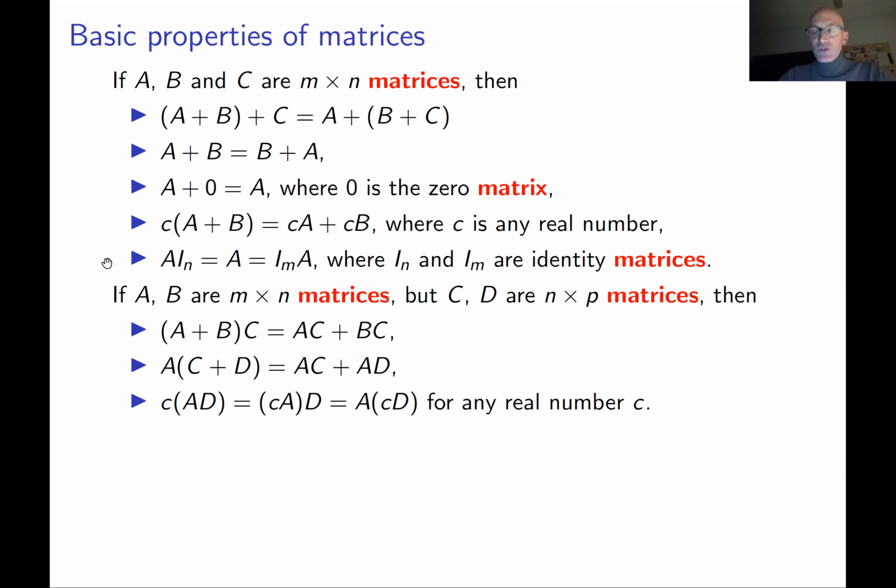Okay, of course, we can write a similar property for when you multiply A and C plus D. And of course, you can replace A here by B. It's going to be the same. So A times C plus D is the same as AC plus AD.